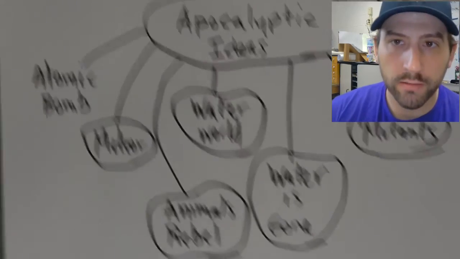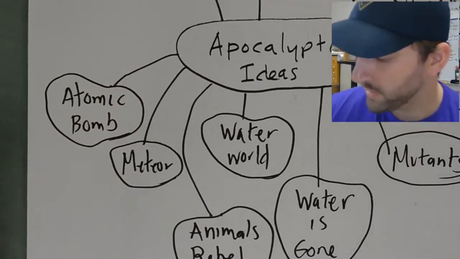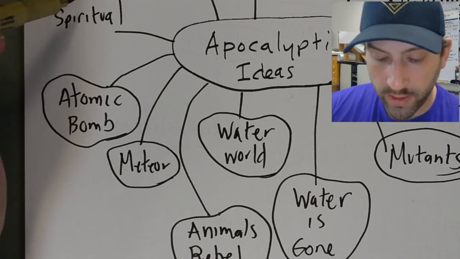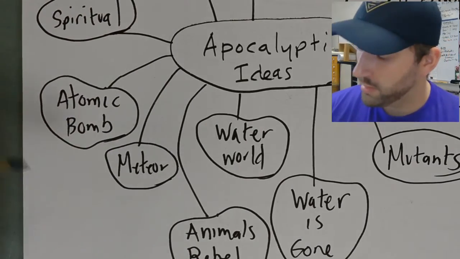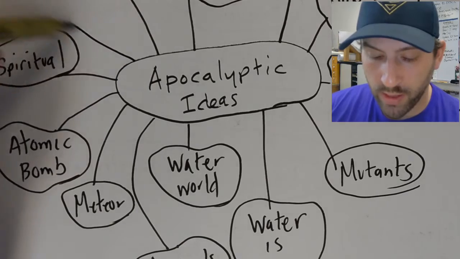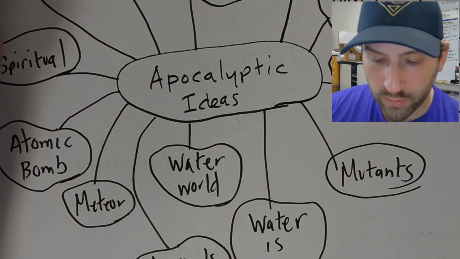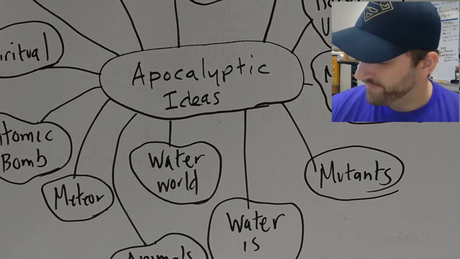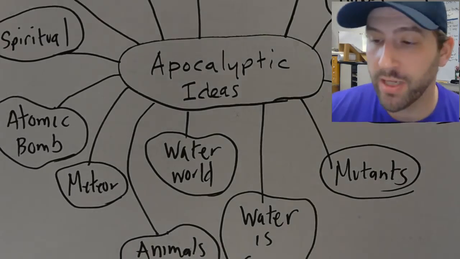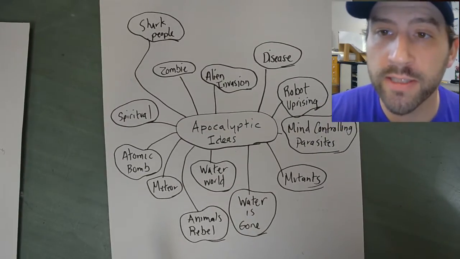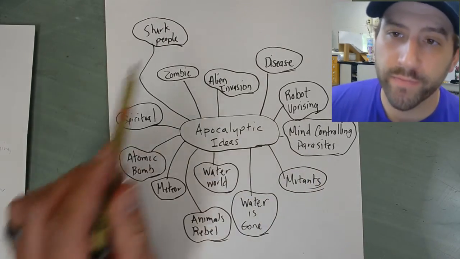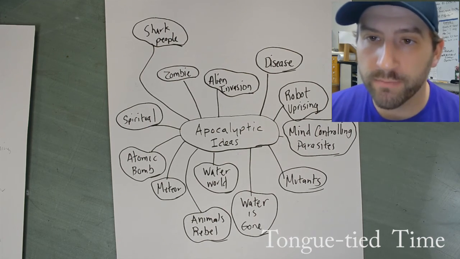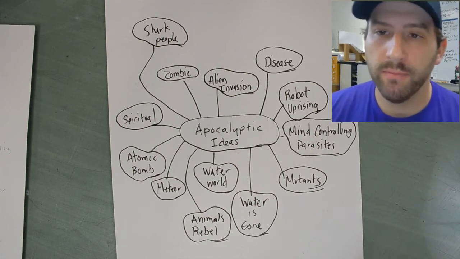Atomic bomb. Maybe it's spiritual in nature. How about maybe it's shark people? I think that's all of them that I came up with, but that's probably not all of them that could exist for sure. But so there's a lot of different ideas related to apocalypse, the apocalyptic idea that you guys came up with.